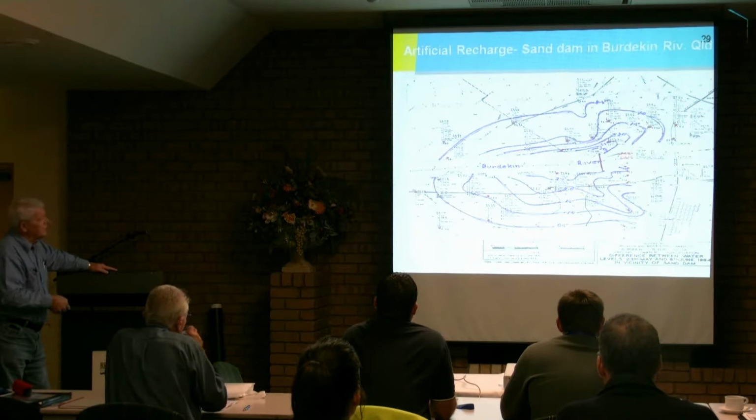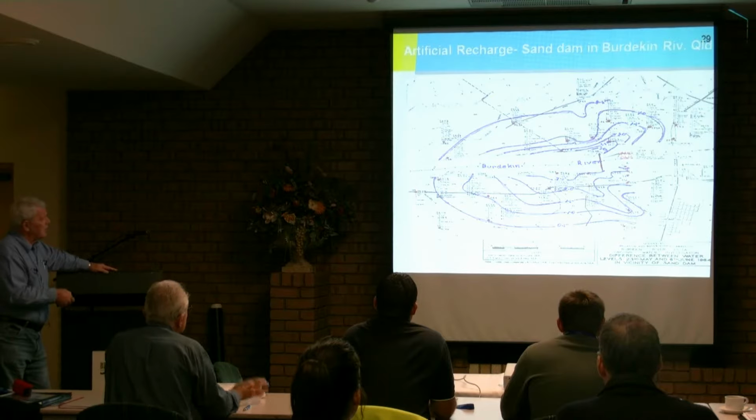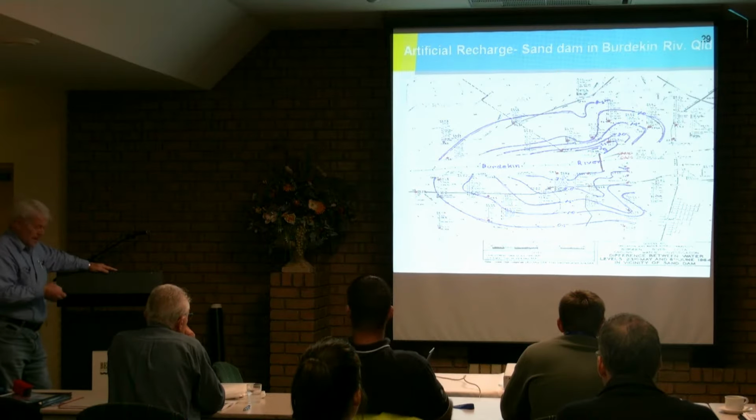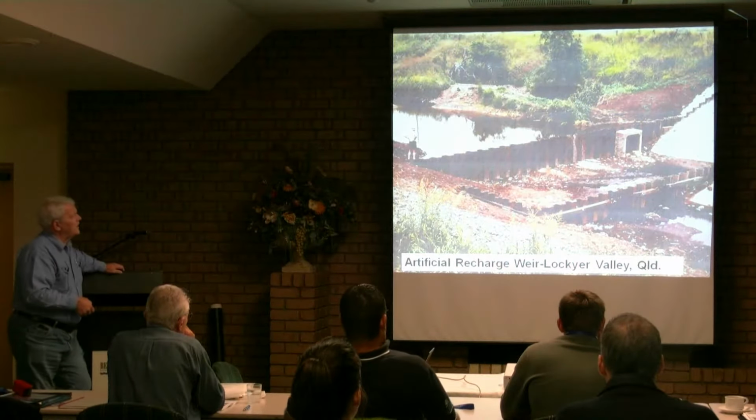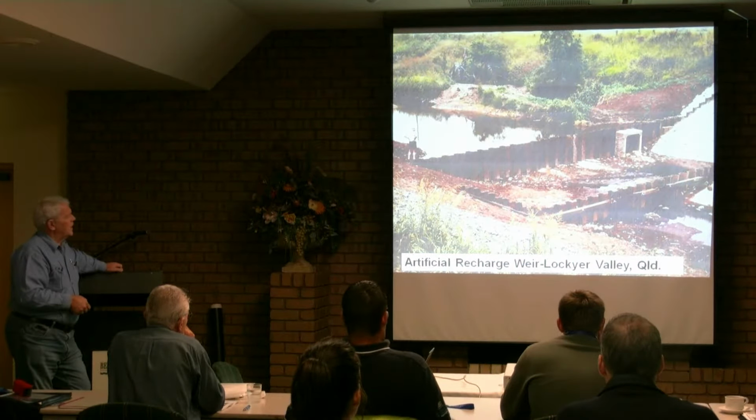These are some of the water level contours we took alongside a sand dam we built across there, and this resulted in these water level rises just adjacent to the dam. So we're getting some water moving out into those aquifers in that way as well. In the Lockyer Valley, there are 19 artificial recharge weirs, but being an engineering firm, we decided to build them properly.